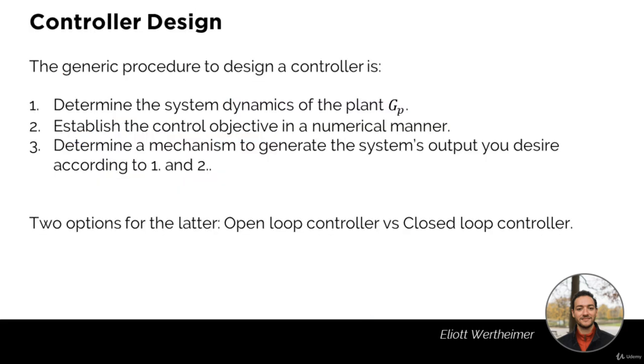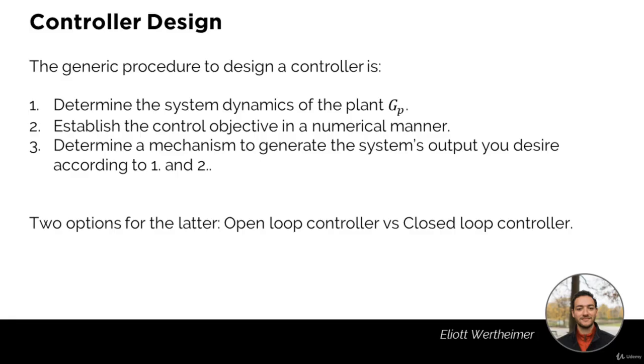So how do we design a controller? Well, there is a generic procedure for that. First of all, you have to determine the system dynamics of the plant GP. For this, you use mathematical models and Laplace transform to build the transfer function of the system. You then want to establish the control objective in a numerical manner.